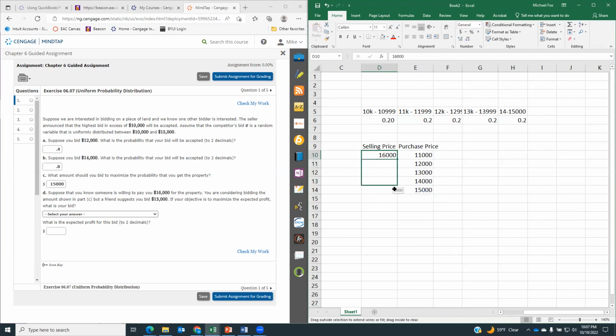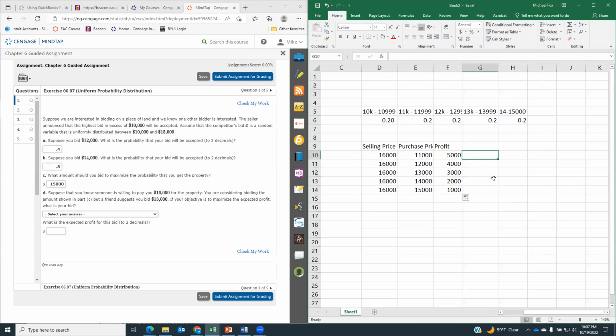So our sales price minus our purchase price is the profit we would make. So if we could purchase it for 11,000, we'd make a profit of 5,000. If we could purchase it for 12,000, 4,000.